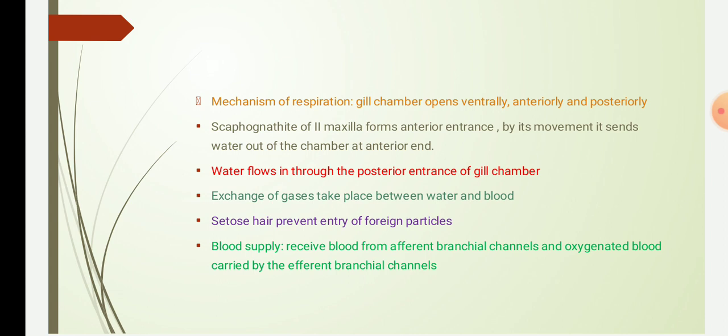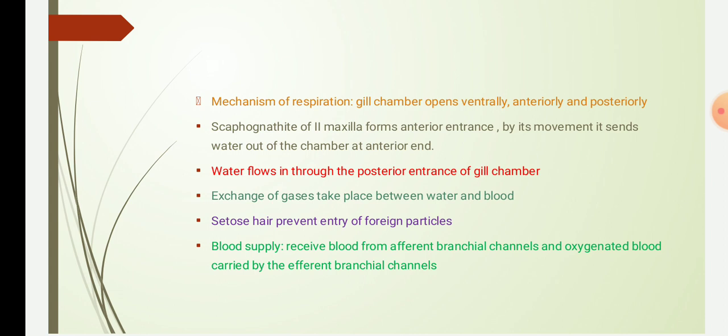Okay, so there is continuous flow of water in and out of the gill chamber, and these gills are always immersed inside the water, and thus exchange of gases takes place between the water and the blood. Okay, plus there will be setae hairs present at the anterior and at the posterior end of the branchial chamber, that will prevent the entry of foreign particles.